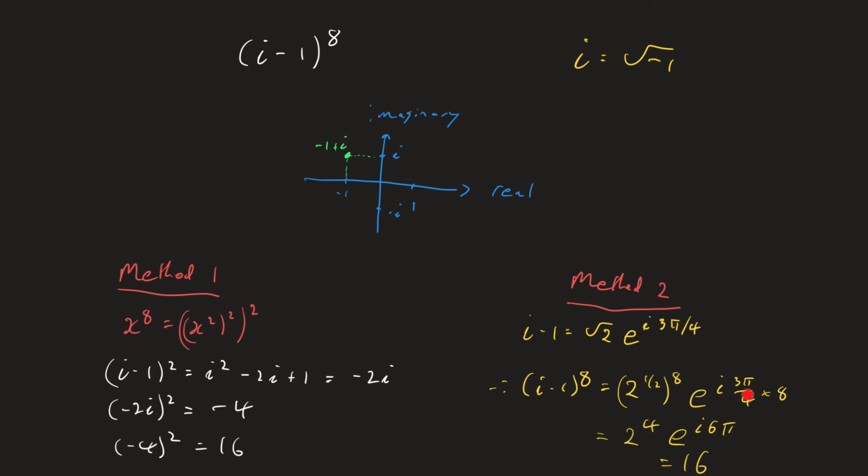The complex exponential part, when we raise it to a power, we just keep going around the circle that many times. So raising e to the i 3 pi on 4 just gives us e to the i 3 pi on 4 times 8. That gives us e to the i 6 pi. 6 pi is a multiple of 2 pi. Precisely, we go around the circle 3 times. We end up back where we started, meaning e to the i 6 pi is just 1. Therefore, the answer is 2 to the 4 times 1, or 16.